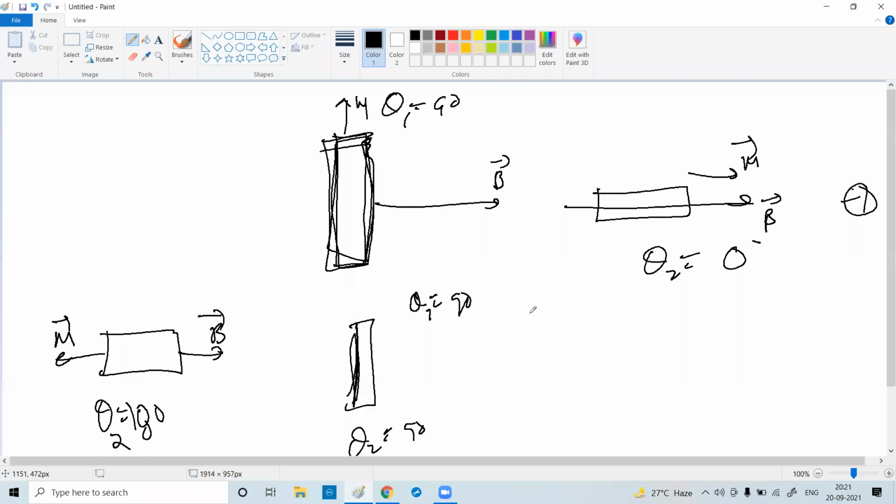Clear? Yes, sir. What is the formula? W equal to MB (cos theta 1 minus cos theta 2).